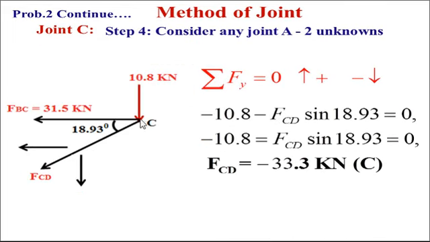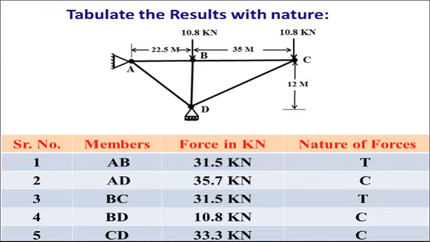Similarly, take joint C. There is only one unknown here, that is FCD. You will get the force in member FCD. Taking ΣFy equal to 0 in y direction: minus 10.8 minus this FCD sine of 18.93. Okay, so by solving it, you will get FCD and then tabulate the result.